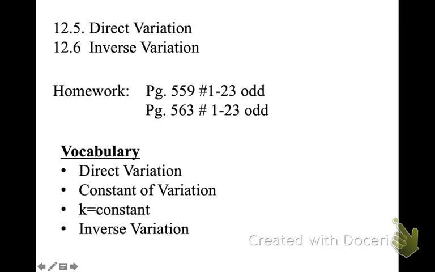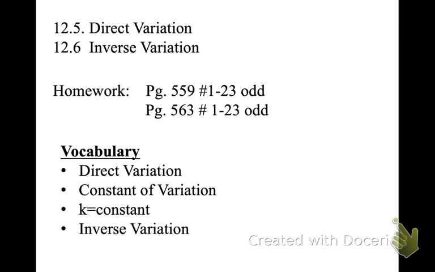New vocabulary for the week will be direct variation, constant of variation. K stands for our constant. And let's just write in our equations too. This kind of equation is y equals kx, and inverse variation is y equals k over x. Our constant of variation is that k. That's what we refer to as k. So it's that number right there.